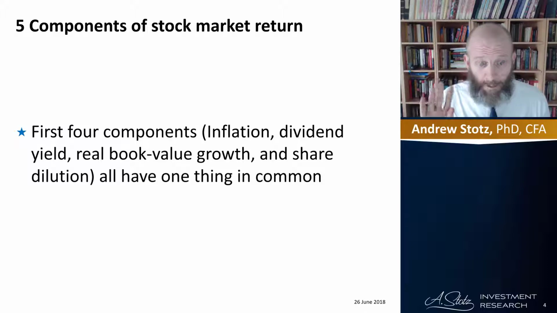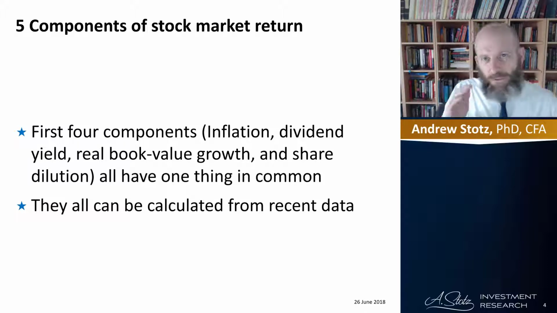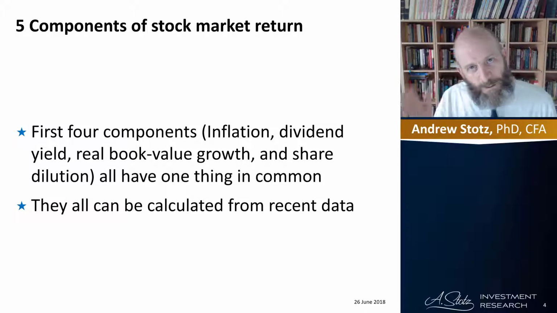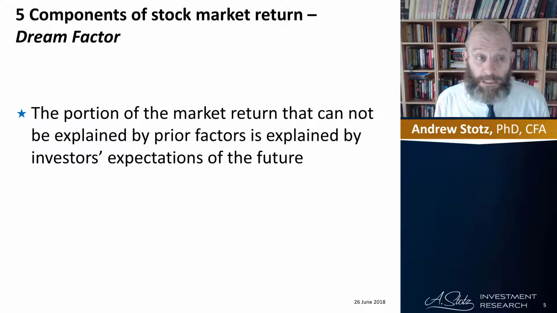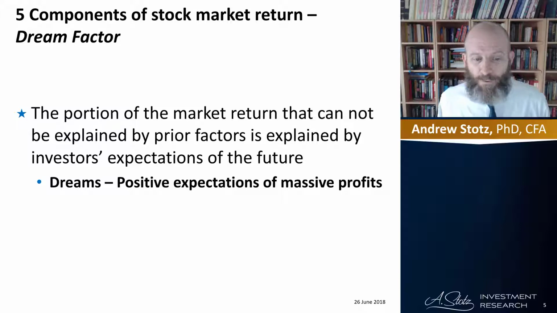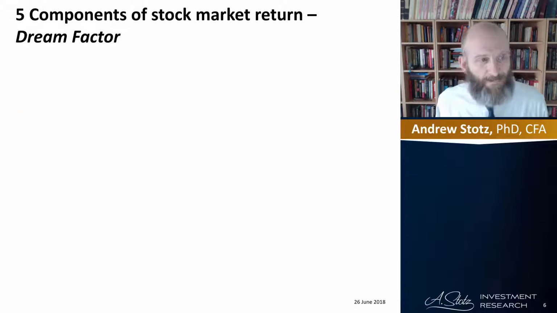The first 4 components all have one thing in common, and that is they can all be calculated from the most recent data. In other words, they're all backward looking. But the dream factor is what people are expecting in the future. So it's forward looking. The portion of the market return that cannot be explained by the prior factors is explained by investors' expectations of the future. Dreams are positive expectations of massive profits, and nightmares are negative expectations of collapsing profits in tough times.